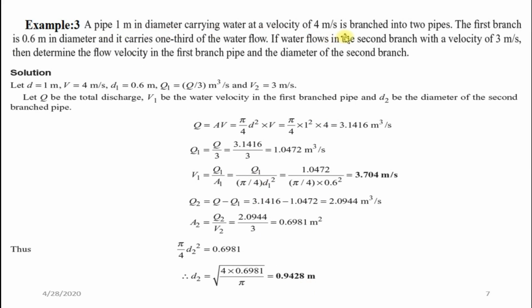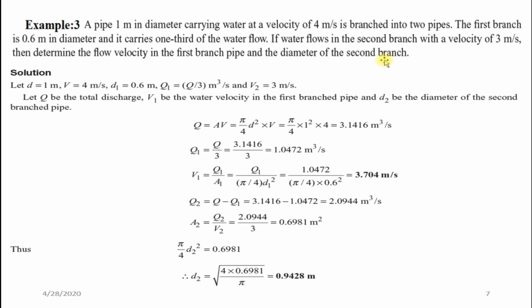Now going to example 3. A pipe 1 meter in diameter carrying water at a velocity of 4 meter per second is branched into two pipes. The first branch is 0.6 meter in diameter and it carries 1/3 of the water flow. If the water flows in the second branch with the velocity 3 meter per second, then determine the flow velocity in the first branch pipe and the diameter of the second branch.